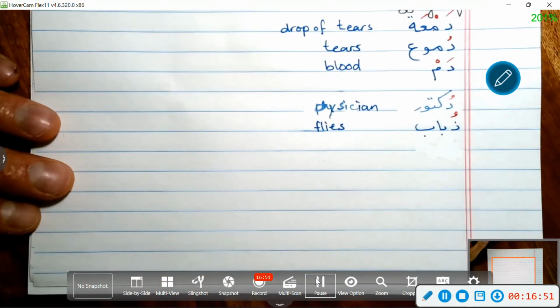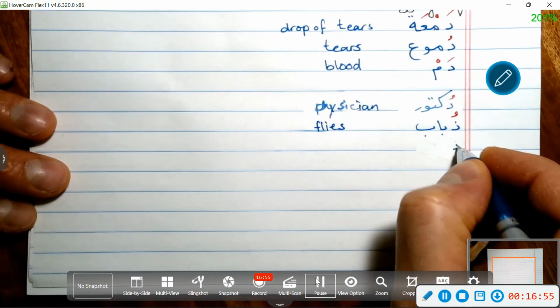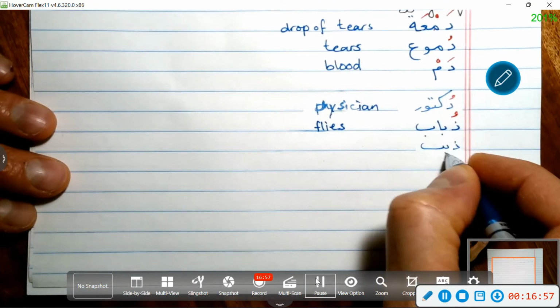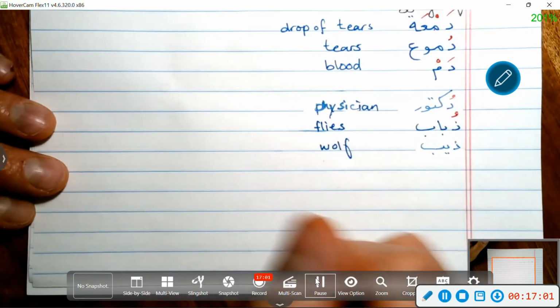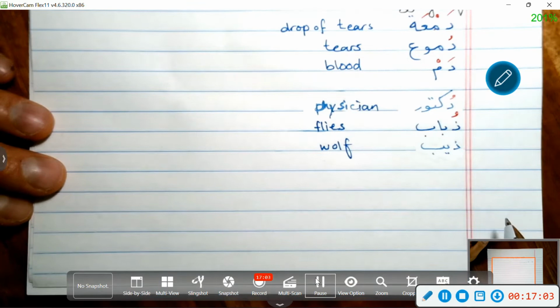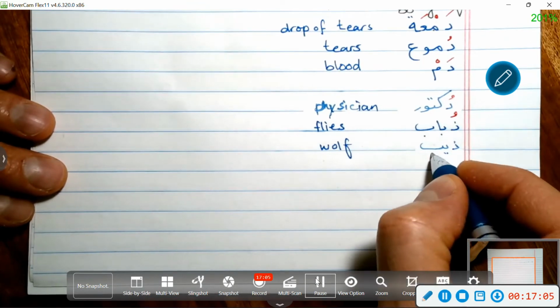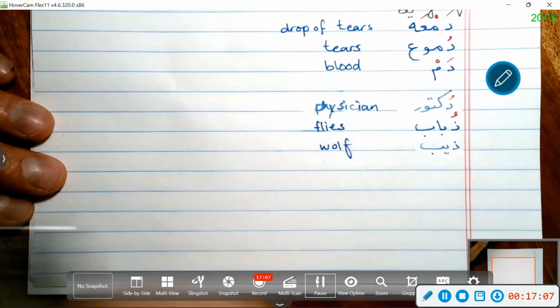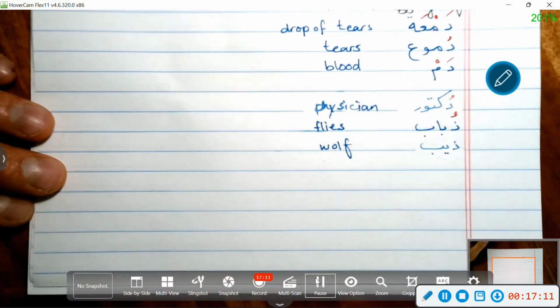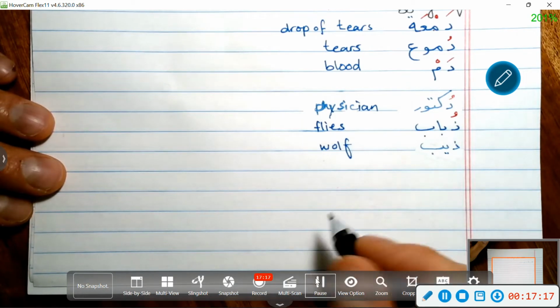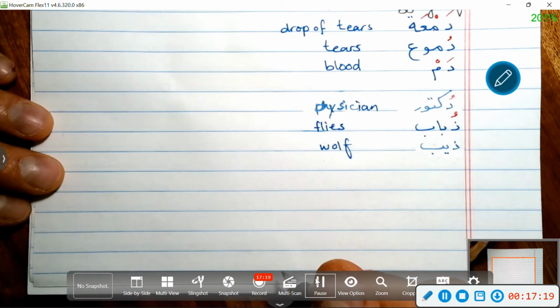Instead, we're going to write Deeb. Deeb, it means the same thing. It means a wolf. Deeb. Now let's see at the beginning also letter Ra and Zai.